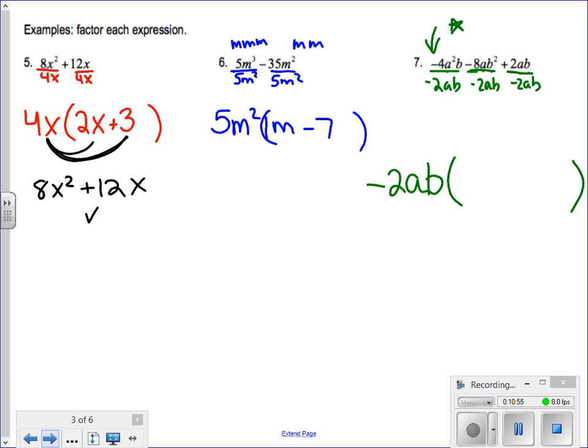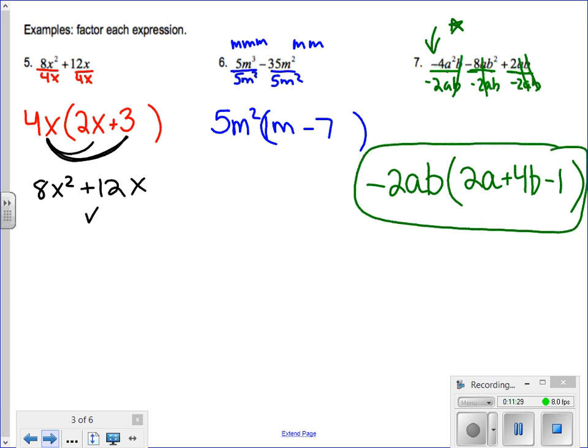Well, let's see. -4 divided by -2 is +2. A squared divided by a is a, and the b's cancel off. Next, -8 divided by -2 is +4. A divided by a cancels, just like the b's cancel. B squared over b is just b. +2 divided by -2 is -1. The a's cancel, the b's cancel. So that is your final factored form there.